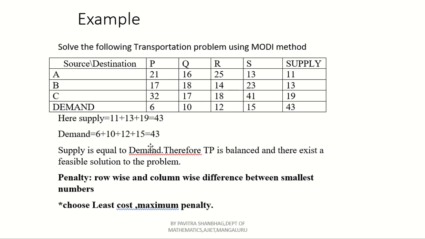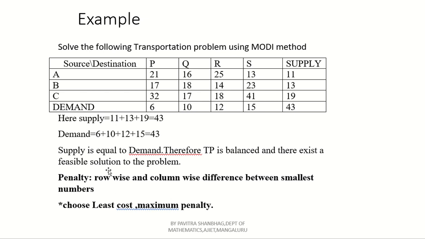Now let us solve this problem with the help of VAM, that will be easy to compute. That is Vogel's approximation method. For that, what do we require? First we have to check the penalty. Then we have to apply the least cost, maximum penalty concept, right? What is meant by penalty? We have to find the row-wise and column-wise difference between the smallest numbers and choose the least cost and maximum penalty row or column. Okay.